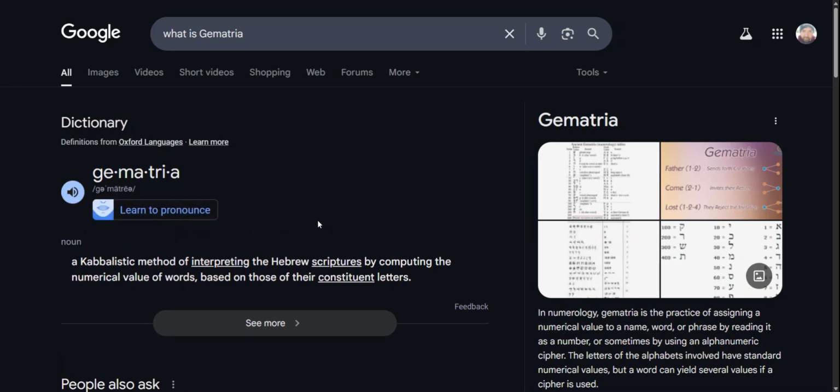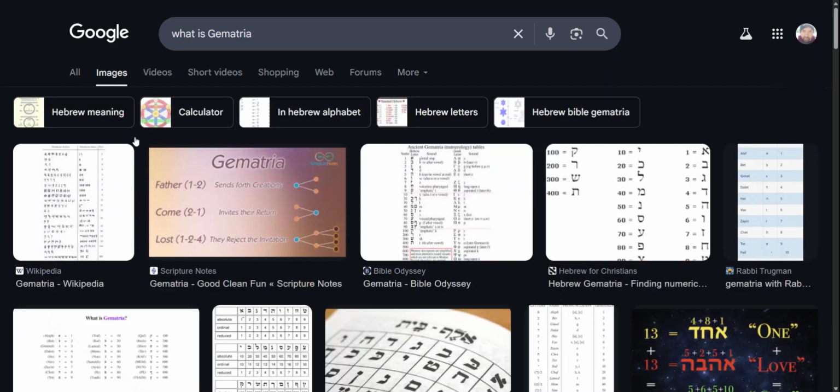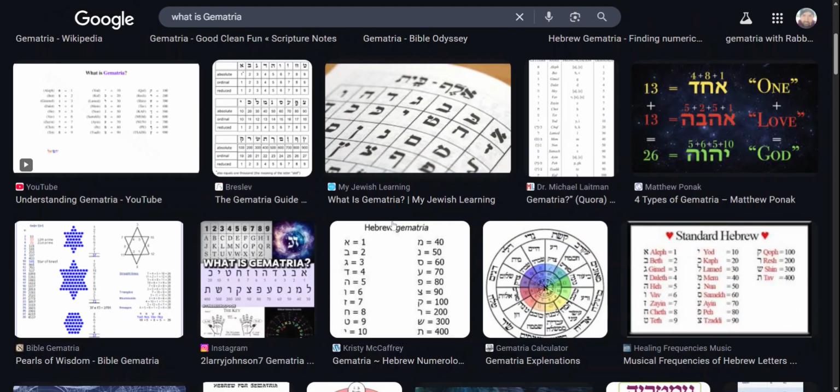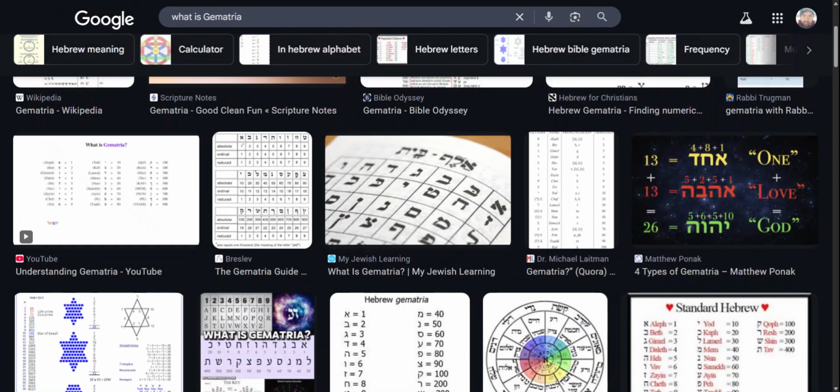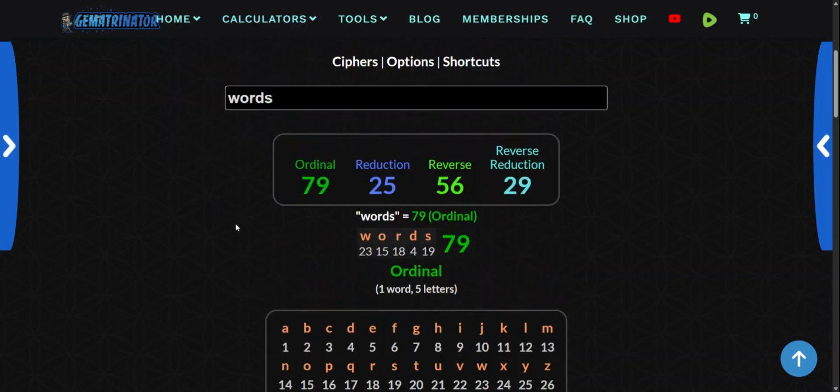Gematria. Right? A Kabbalistic method of interpreting the Hebrew scriptures by computing the numerical value of words based on those of their constituent letters. In numerology, gematria is the practice of assigning a numerical value to a name, word, or phrase by reading it as a number. So, this is already a thing. It seems complicated, but it's really not. Again, I'm just using the English language with the alphabet.